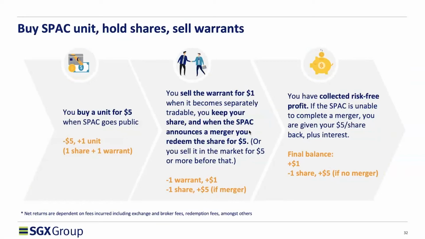So in this case, maybe the investor decides to redeem the share for $5 per share, or he might decide to sell it in the market for $5 or more if such an opportunity arises. So in this case, what the investor would have done is that by selling the warrants and continuing to hold on to the SPAC shares, where because of the redemption feature there's a certain floor in the share price, he or she would have made a certain profit on this investment.